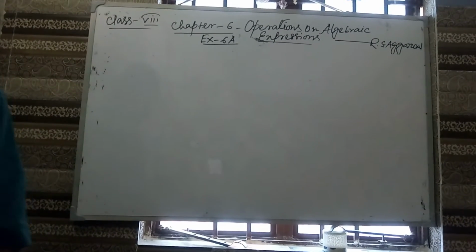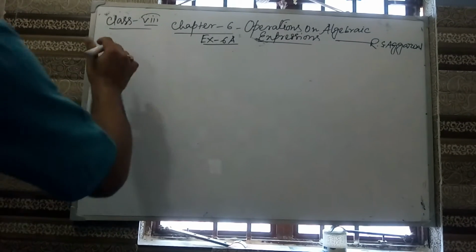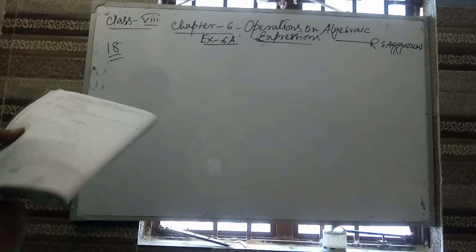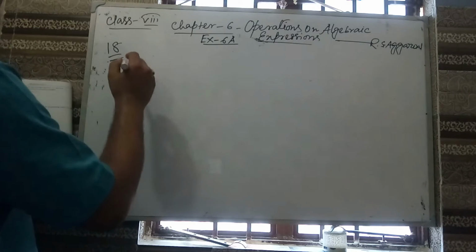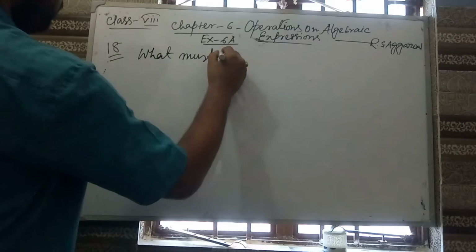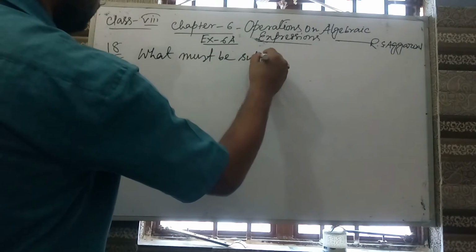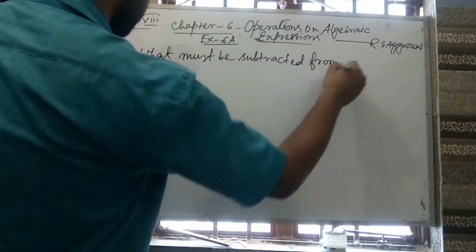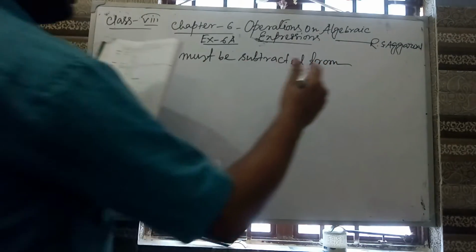Okay. So our next question, question number 18. Read the question carefully. What is given in the question? What must be subtracted? I am writing down the whole question. What must be subtracted from, what is the expression?